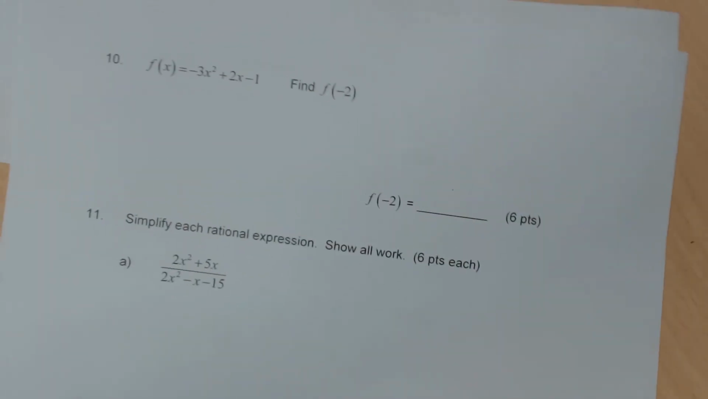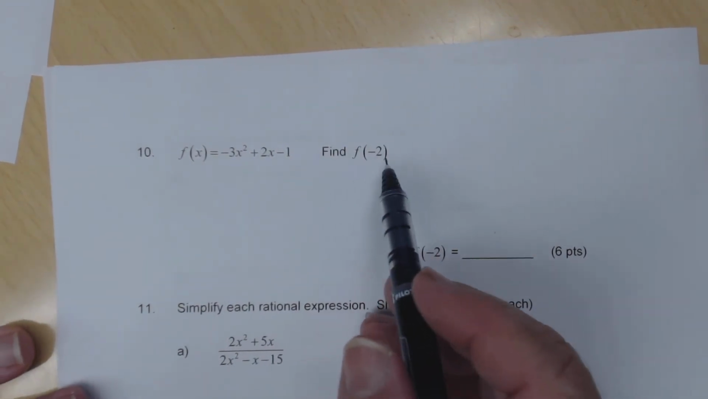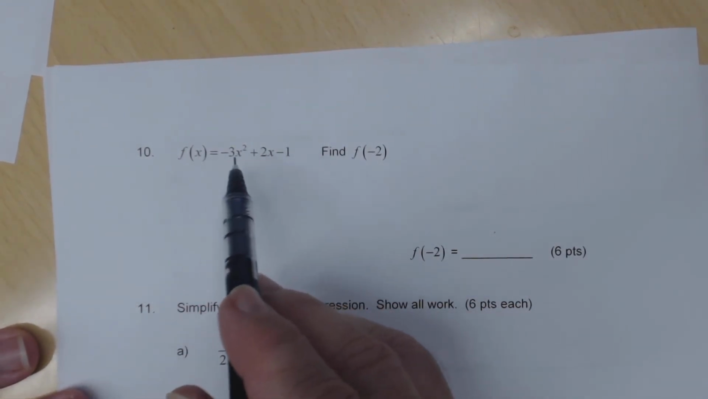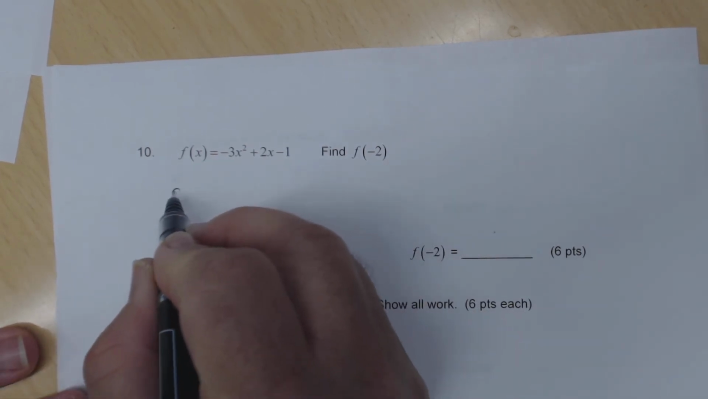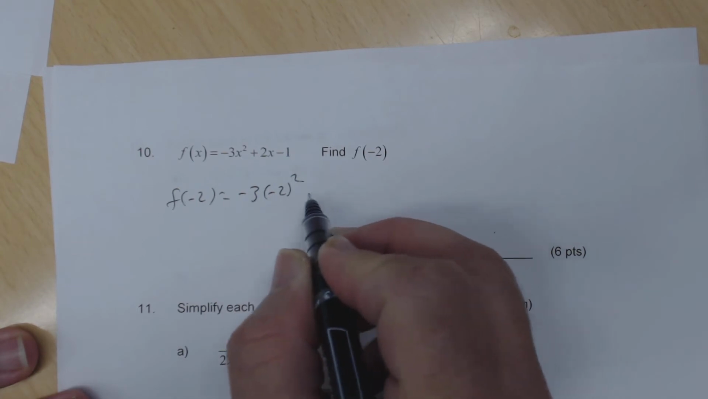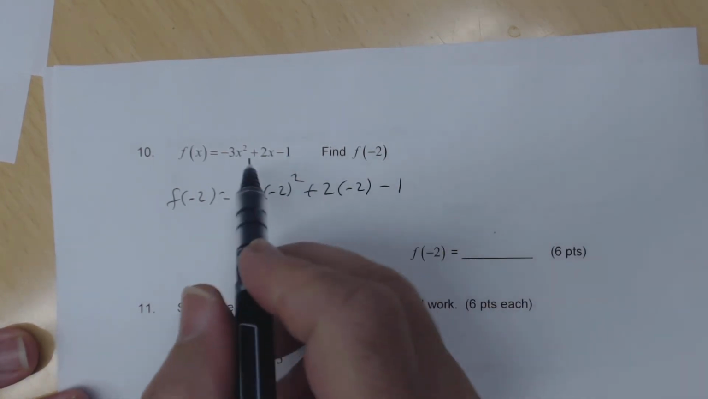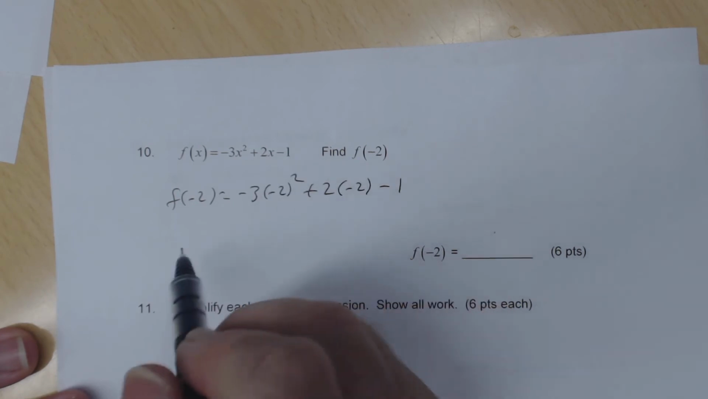All right. Number 10, you wanted to find this function value. So if you want to find what f of negative 2 is, where we see the variable x, you plug in negative 2. So f of negative 2 would become negative 3 times negative 2 squared plus 2 times negative 2 minus 1. So where we saw the variable x, you plugged in negative 2.